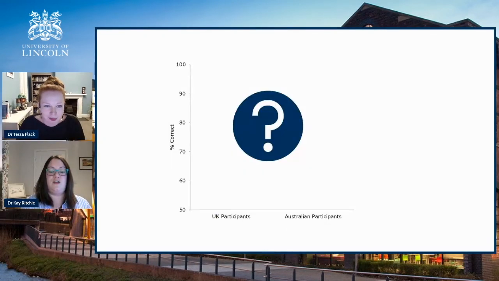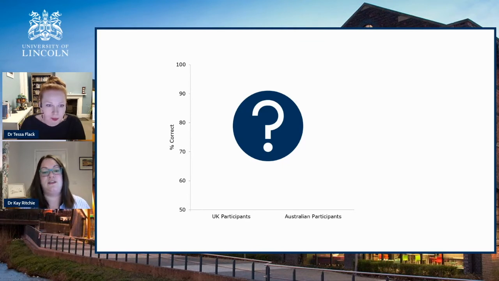And then what we want to do is find out, are there differences between the UK and the Australian participants when they're looking at UK and Australian faces? So what we first of all do is plot our data as a graph. And what we want to find out is where are the differences? So down the y-axis, we've got their percent correct. And then across the bottom, we're blocking them by whether they're UK participants or Australian participants. So what might we see in the data? There's a few different things that we might see.